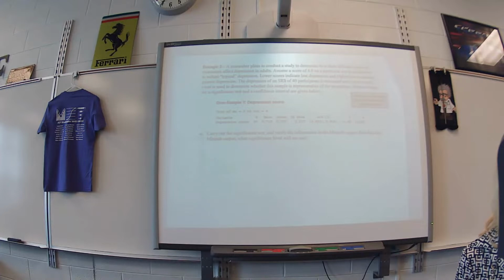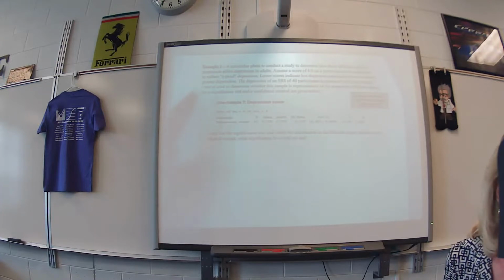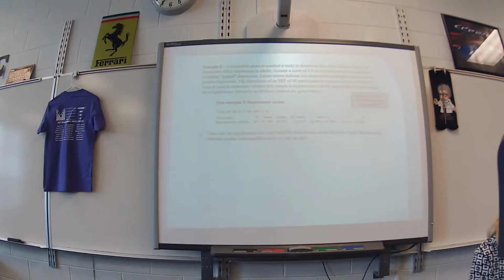Assume a score of 4.0 on a particular test is considered typical depression. Lower scores indicate less depression and higher scores indicate greater depression. The depression of a simple random sample with 40 participants is measured, and a one sample t-test is used to determine whether the sample is representative of the population. So in other words, if we want to be representative of the population, we don't know whether it's higher or lower. We just want to find out, is this appropriate or is it not? Is it different? So this is Minitab output, but again, let's just go through this like we didn't have all of this information. So we're going to do a one sample t-test.